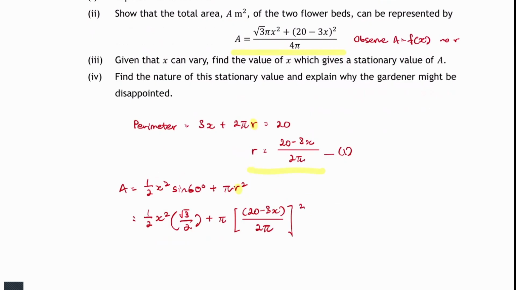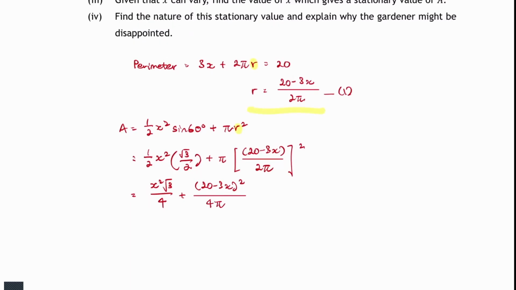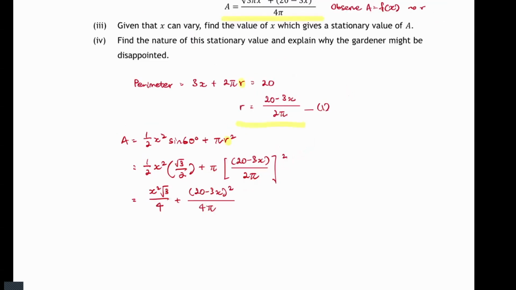Okay, can. Now we just clean up this expression. So here we'll have x squared root 3 over 4 plus 20 minus 3x squared over 4 pi. Here you have pi squared, then it cancels out the pi here. So you get 4 pi. So now the last step is to observe the answer.